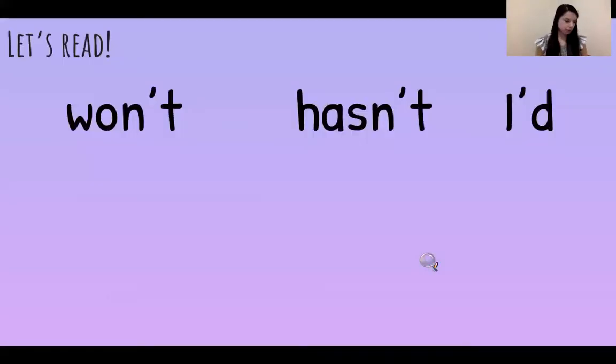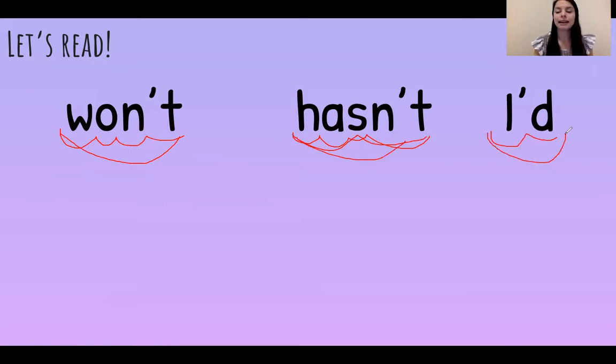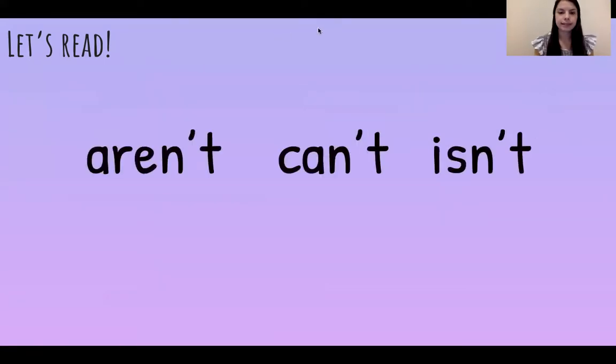All right, so we have some more words that are contractions. W, o, n, t. The word is won't. As for n't, we're just going to scoop that one together because we already know it says n't. So we have hasn't. The word is hasn't, has not. I'd. I'd like a piece of cake. I would like a piece of cake. So the apostrophe d stands for would. Next slide.